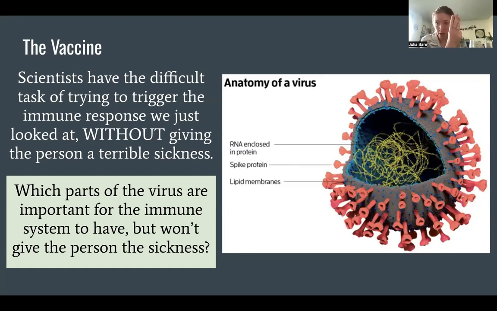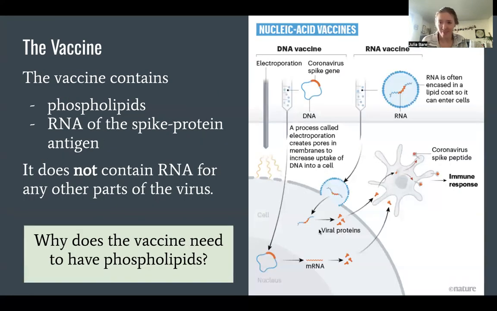I'll give you a hint. It's one of the three: phospholipids, proteins, or RNA. Which one of those three things would tell the immune system what to do, but not infect the person? If you said the spike proteins, you are correct.